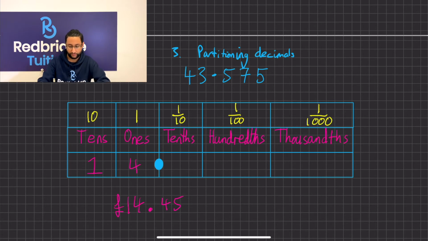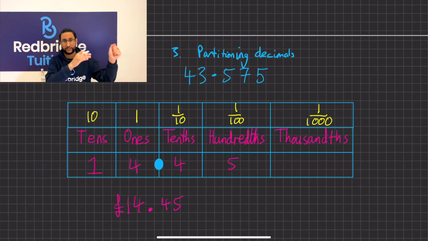So 45, that's 45 pennies, right? So that's 4 there and 5 there. 5 hundredths, yeah, so 5 pennies, 5p, plus 40p, 40 and 5 is 45p. And then you have the 14 pounds, which goes into the tens column and the ones column.